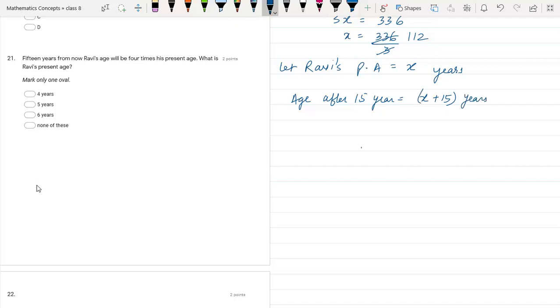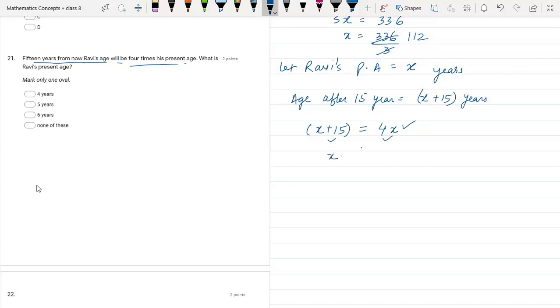So what is the relation? It is saying 15 years from now Ravi's age will be 4 times his present age. So you can say the age after 15 years is the same as present age into 4. That's what they are saying. So this is the equation. So these two are equal things.